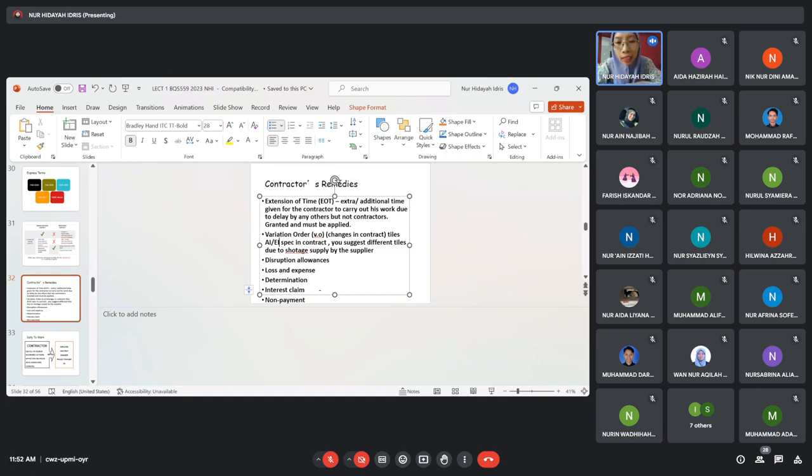Kalau contractor yang salah, okay, dia macam tadi I cerita spec itu, dia pandai-pandai tukar. Lepas tu dia apply untuk variation order. I nak variation order lah sebab I nak claim. I tukar hari tu, tiles tu mahal sikit daripada tiles yang sepatutnya I guna. Tapi bukan salah I, tiles tu tak ada, shortage, short supply. Bukan I tak nak beli, tak ada.